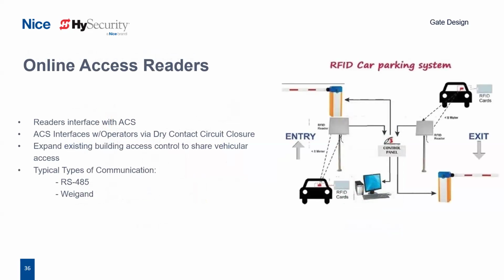Online access control systems use different types of readers that interface with the main control panel, typically via a dry contact relay. We're able to expand existing building access control systems to share vehicular access. And there are lots of types of communications as well, from the old school standards of RS-485 and Wiegand to now Bluetooth and cell phone as well.